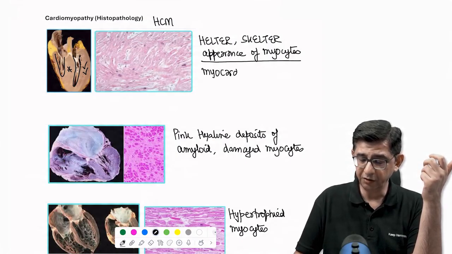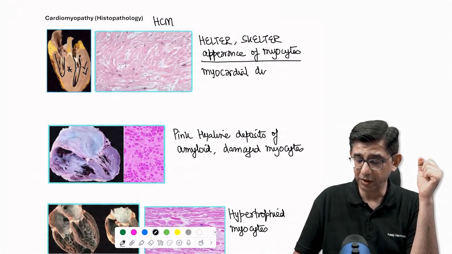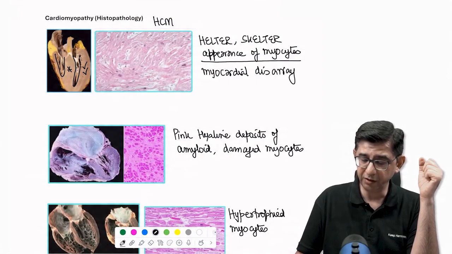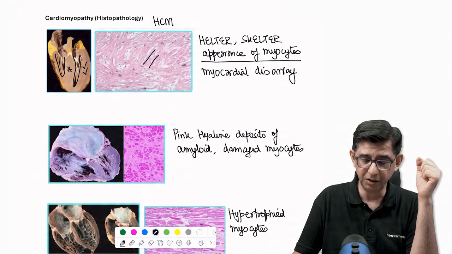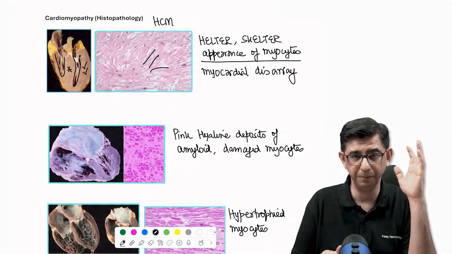In fact, in Harrison, the word used is not helter-skelter. That's a Robbins terminology. When it comes to Harrison, he has used the word myocardial disarray. That is, you can see that the myocytes are arranged in a very random fashion, whereas normally myocardium would be functioning in the form of a syncytium.